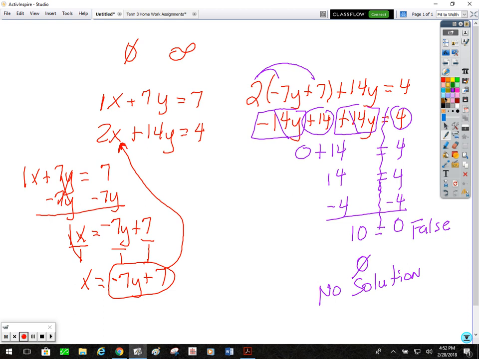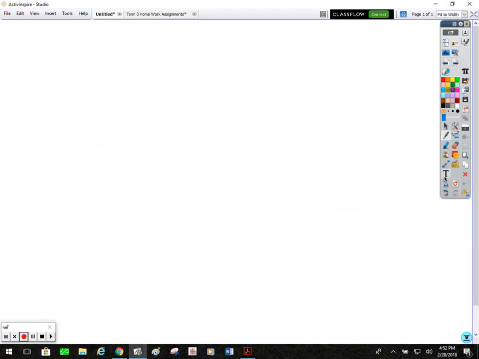All right? One more. Let's do one. Let's see what this next one looks like. What if I was to do negative 3x plus 12y is equal to 9, and I have x minus 4y is equal to negative 3.